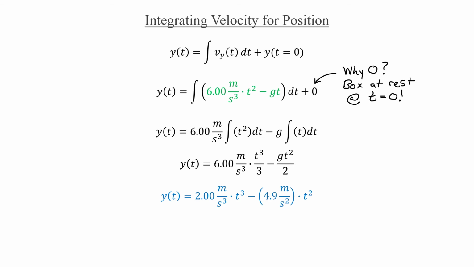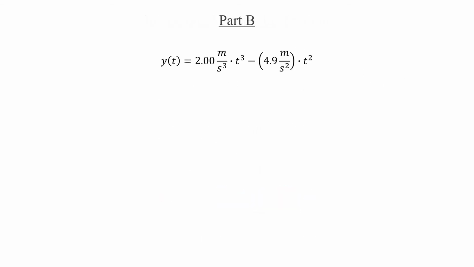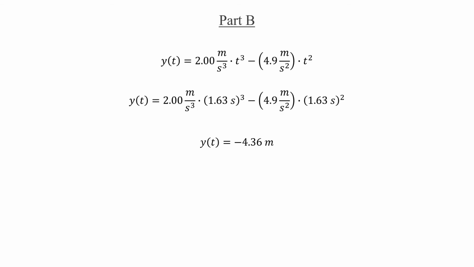So why did we even do this in the first place? Well, we are going to plug in the time that we solved for in the last slide to solve part B, and that's what this looks like here. Here's our position equation. We plug in 1.63 seconds everywhere we see t, and we get negative 4.36 meters as our answer for part B. That makes sense. We expect it to be a negative number because we know the box drops down below the initial position before rising and coming back up again.